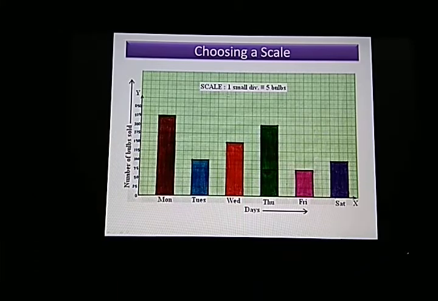Clear? So in this case, they have considered one small division. Although there are two boxes, they are not written in terms of boxes, they are written in terms of division. So this one division, the gapping, will signify 5 bulbs. Clear? Now let's move on to the examples.